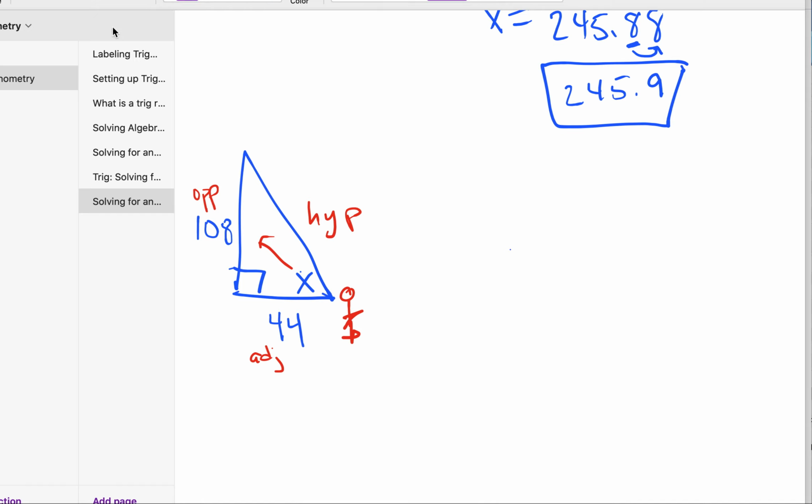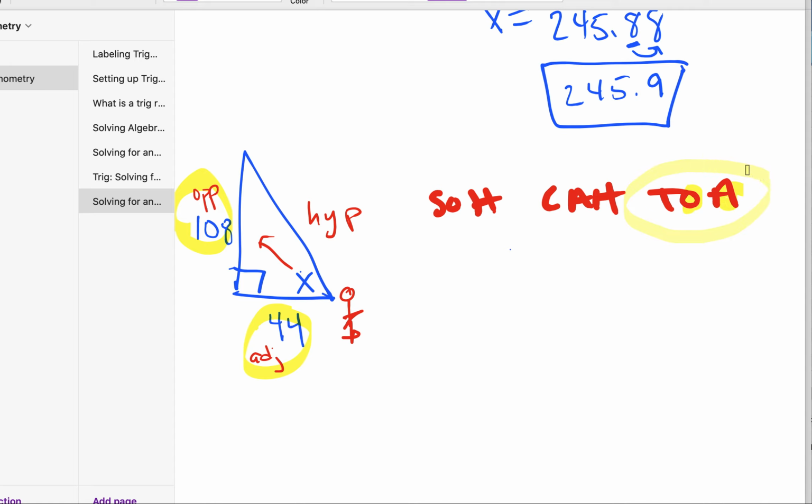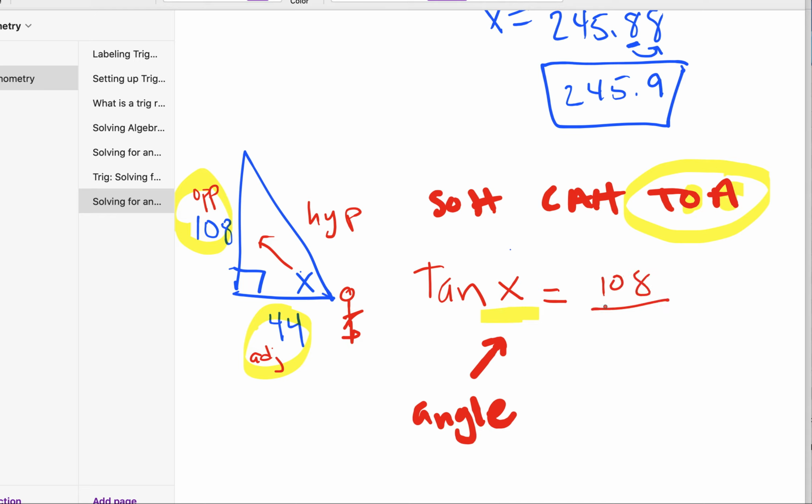So in this case, when I'm determining whether to use SOH, CAH, or TOA as a ratio, I'm left with the opposite and the adjacent. I don't have the hypotenuse. So the one with the opposite and the adjacent would be tangent. So we always put tangent of the angle. In this case, the angle's x. So the angle is always going to go in that spot, and it's going to equal the opposite over the adjacent.